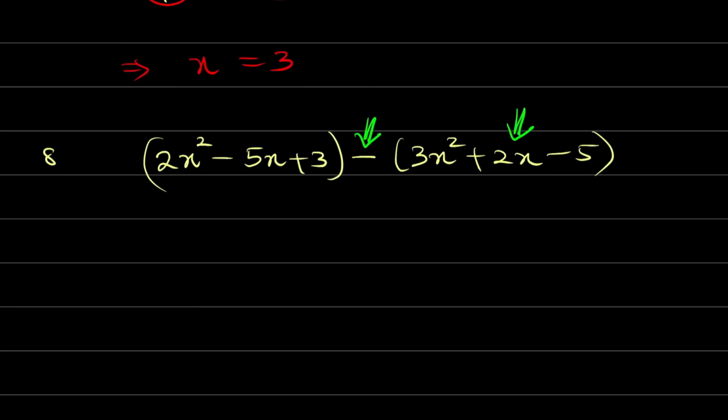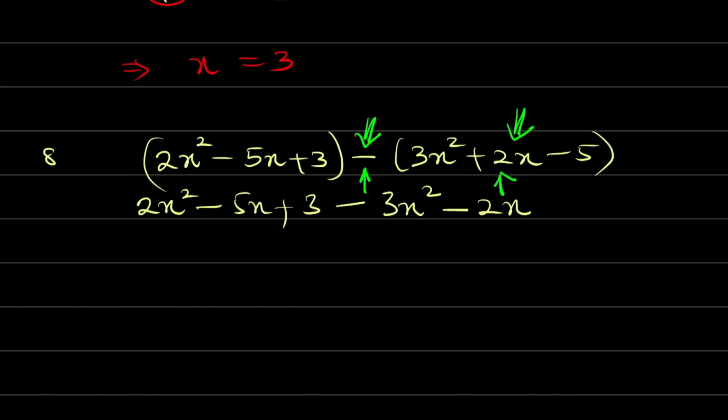So what we need to do is to write everything in the first bracket as it is, 2x squared minus 5x plus 3, then minus 3x squared, this minus again, multiplied by this plus 2x would give us negative 2x, like that, and then multiplying it with this minus 5 would give us plus 5. That is the backbone of this problem, knowing how to open the brackets with the negative sign given.